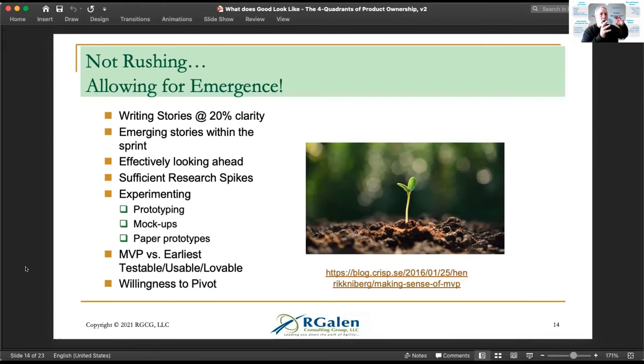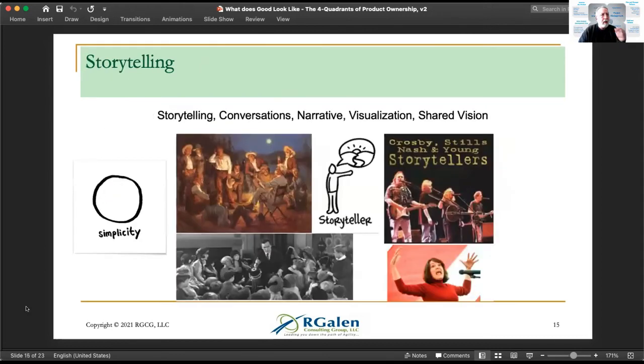And the product owner is guiding this. Yes, the team is participating. Yes, the Scrum Master is participating. But I think of the product owner as creating the space for emergence. And it's important to do that. I mentioned storytelling earlier as part of product management, and it is, and part of communicating and managing expectations.